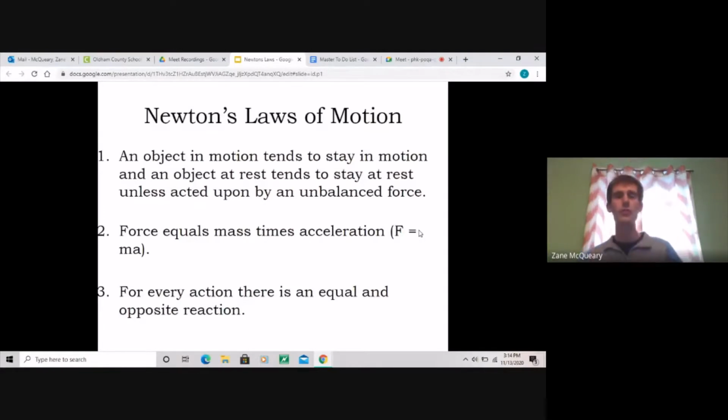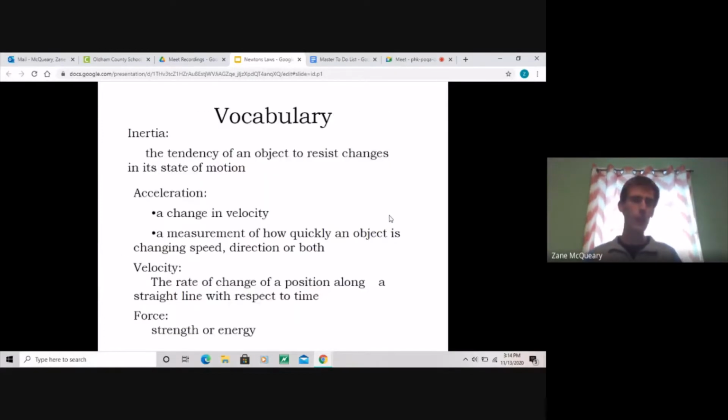In summary, Newton's three laws of motion: the first law is the law of inertia. The second law, F equals ma, and the third law, for every action there's an equal and opposite reaction. A couple of vocabulary terms that might come in helpful: inertia, which is the tendency of an object to resist change in its state of motion. We found before that the greater your mass, the greater your inertia. The smaller your mass, the smaller the inertia.